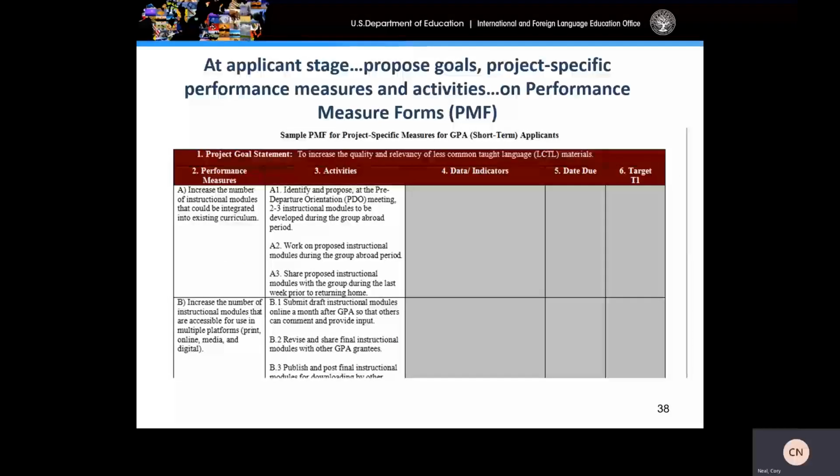All right, applicants will be required to develop the proposed goals and the project-specific performance measures and activities on the performance measure form, or PMF, and these should be included as part of your appendices as well. So here is an example, and on this sample, you'll notice that the project goal statement on this PMF is to increase the quality and relevancy of less commonly taught language materials. The performance measure to support this goal is to increase the number of instructional modules that could be integrated into existing curriculum. And an activity highlighted here is to identify and propose at the pre-departure orientation meeting 2 to 3 instructional modules to be developed during the group project abroad period.